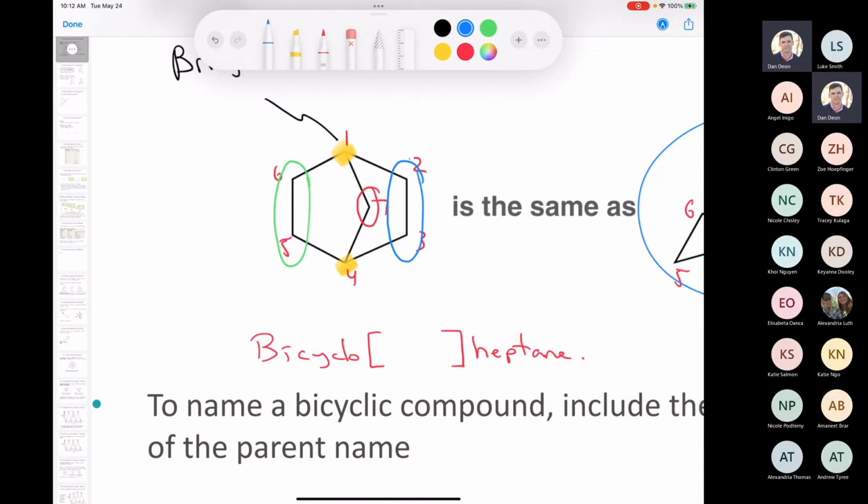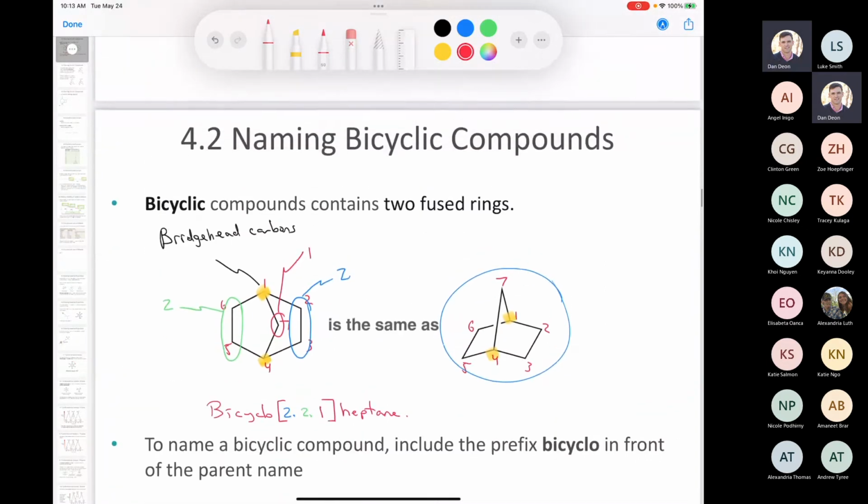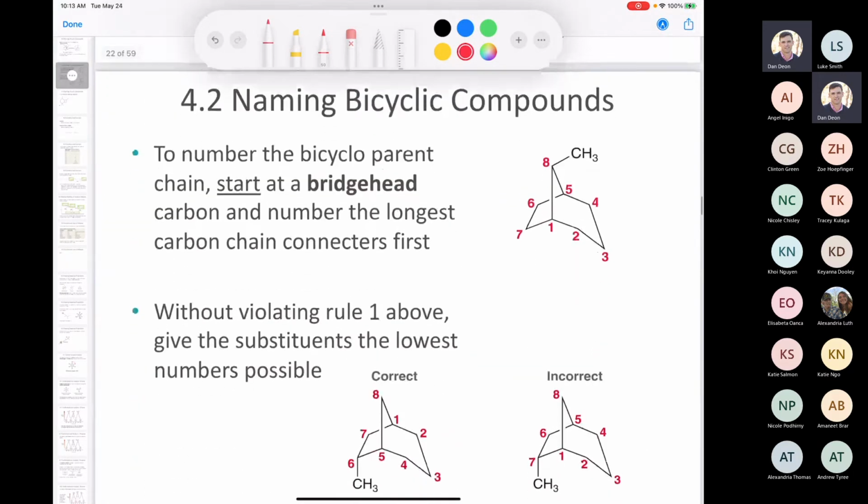How many carbons are in the blue oval? There are 2 carbons here. How many carbons are in the green oval? There's 2 carbons in that bridge. And how many carbons are in the red oval? There's 1 carbon in here. So those represent the number of carbons in the 3 bridges. What you do is you put those numbers going from highest to lowest inside the square brackets. So we're going to write 2, 2. You could have put the green or the blue first, it doesn't matter. And then you put the shortest bridge last. So the name of this molecule is bicyclo 2,2,1 heptane. Okay, so that's how you name it.